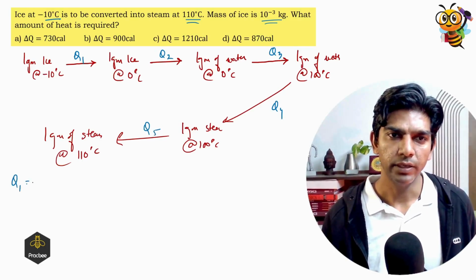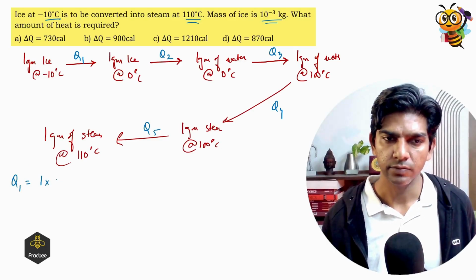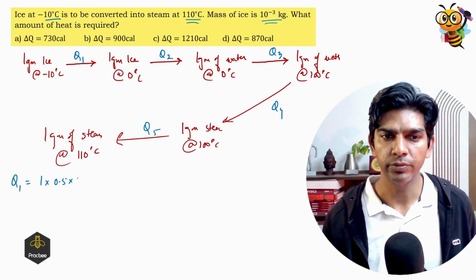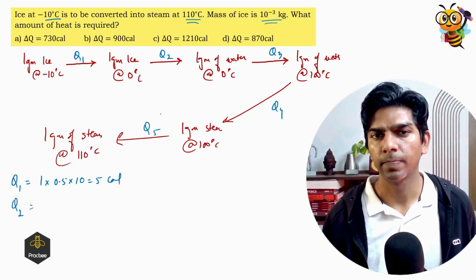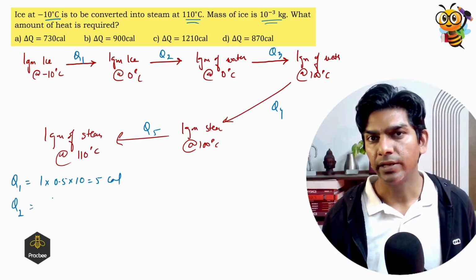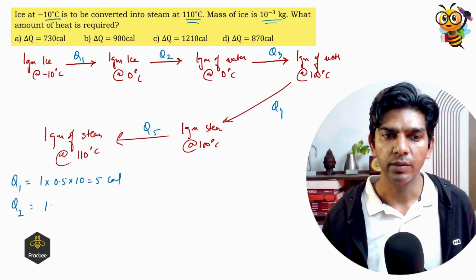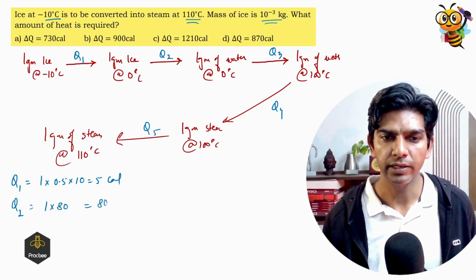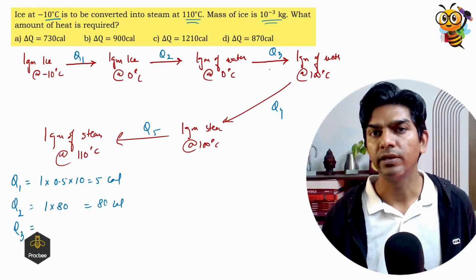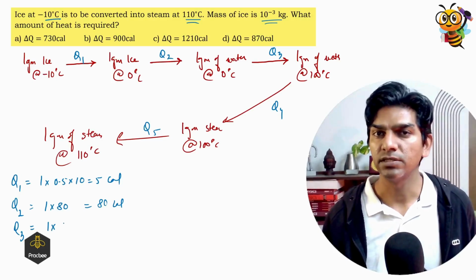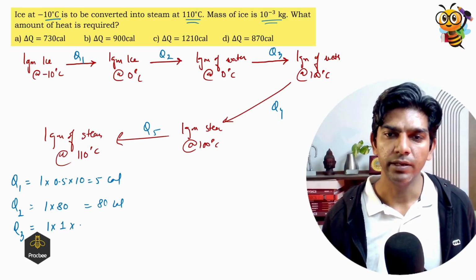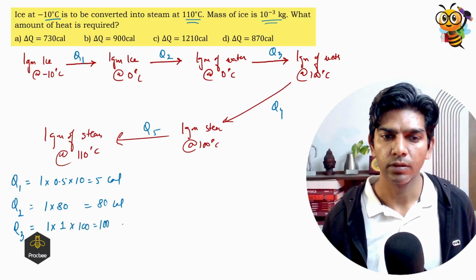So Q1 will be ms delta T, which is 0.5, and the increase in temperature is 10, so that will be 5 calorie. Q2 is the latent heat of fusion, which is 80 calories per gram. So we have 1 gram of ice, so times 80, it will be 80 calorie. Now Q3, we have water. We want to increase the temperature of water by 100 degrees Celsius. So mass of water times the specific heat capacity of water, which is 1 calorie per gram per degree Celsius, multiplied with 100. So that will be 100 calorie.